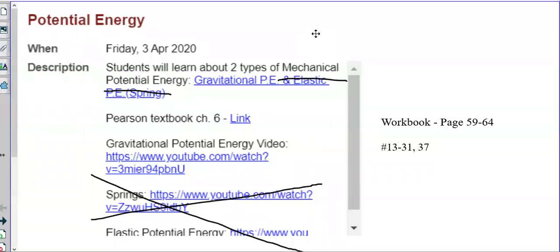It wouldn't be a bad idea to at least have a general idea of how elastic potential energy works. So for this, specifically from the workbook, pages 59 to 64, so that should be the end of the Unit 3 workbook. Questions 13 to 31 should be specific to gravitational potential energy. Question 37 involves just gravitational potential energy, but all the other questions for those last 5 pages will involve spring potential energy as well. Elastic potential energy, in other words. So you can give them a try if you want. We're just not going to focus on them.